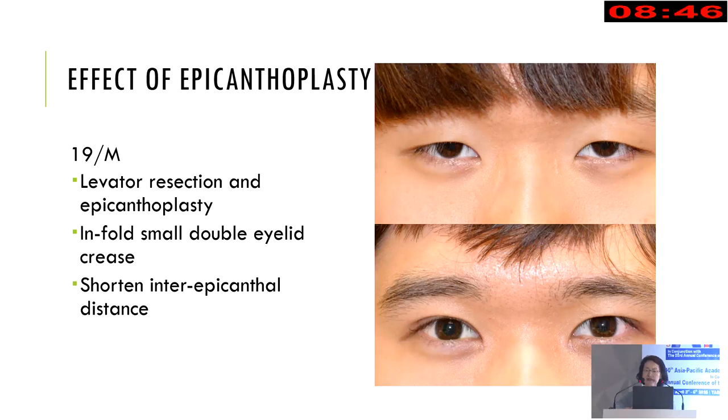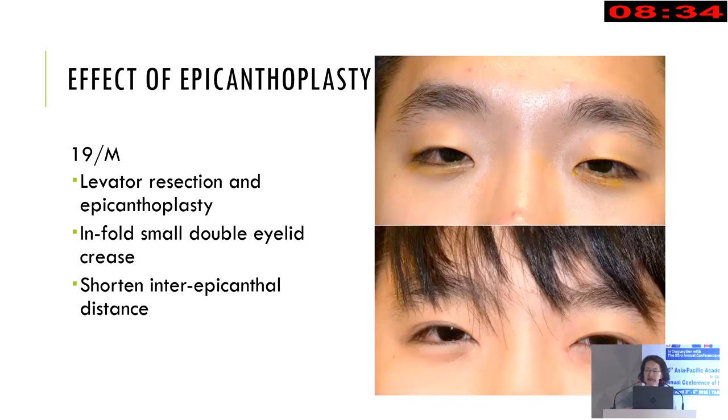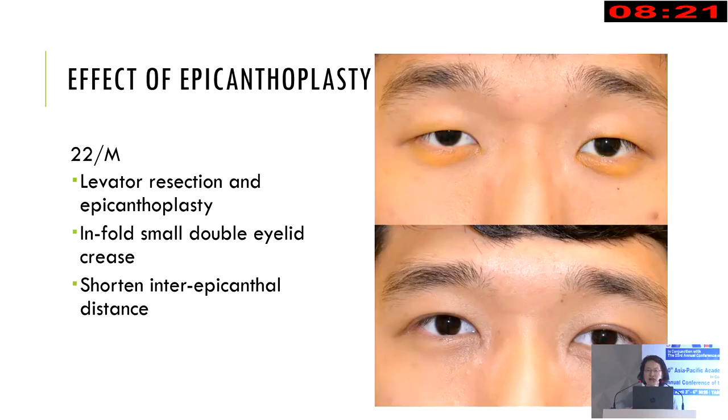This 19-year-old patient underwent levator resection and epicantoplasty. The procedure results in an in-fold type, a small double-eyelid crease with shortened inter-epicanthal distance. Another 19-year-old patient underwent the same procedures, with a similar result. This 22-year-old patient underwent levator resection and epicantoplasty. The procedure resulted in an in-fold type, small double-eyelid crease with shortening of the inter-epicanthal distance.